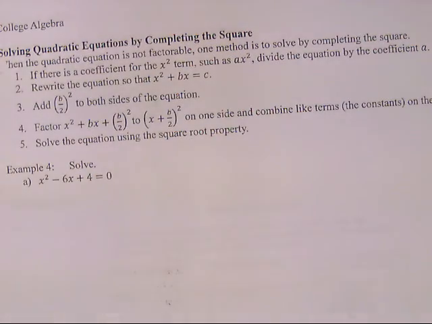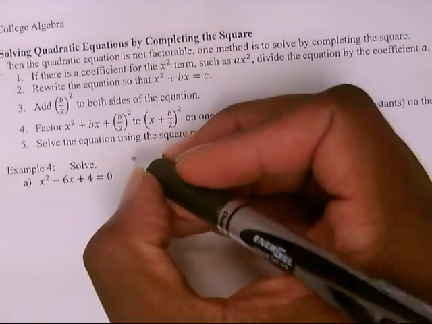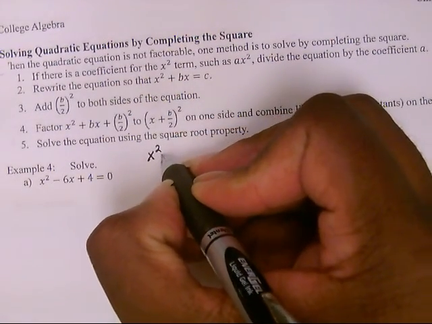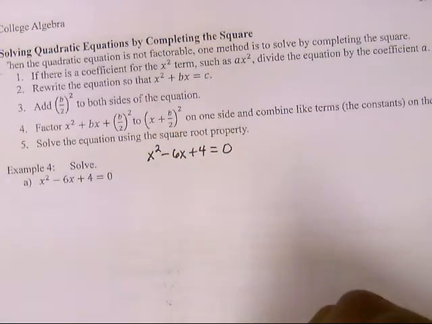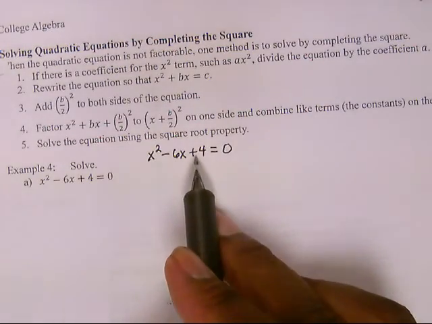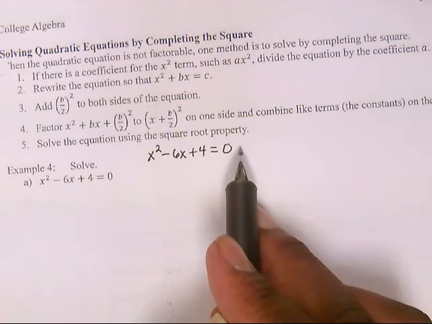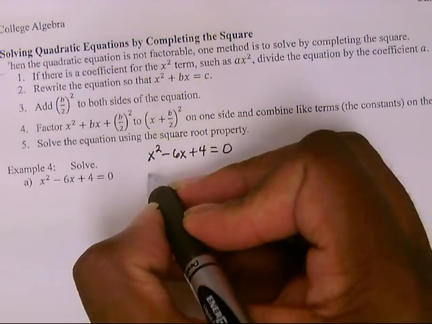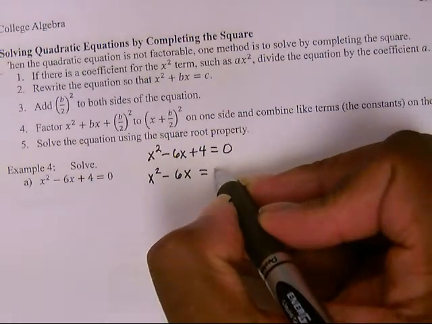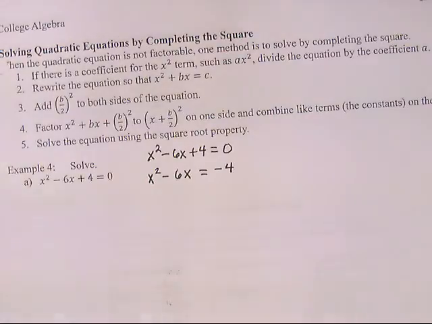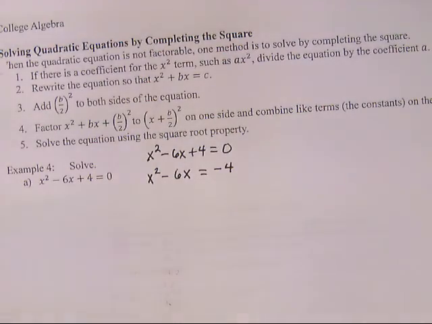So in this particular problem here, we got x squared minus 6x plus 4 equal to 0. So here we're going to complete the square on this one. What I'm going to do first is move that constant over to the other side. So I have x squared minus 6x. And if I move the plus 4 over to the other side, it's going to be a minus 4. So I got x squared minus 6x equal negative 4.